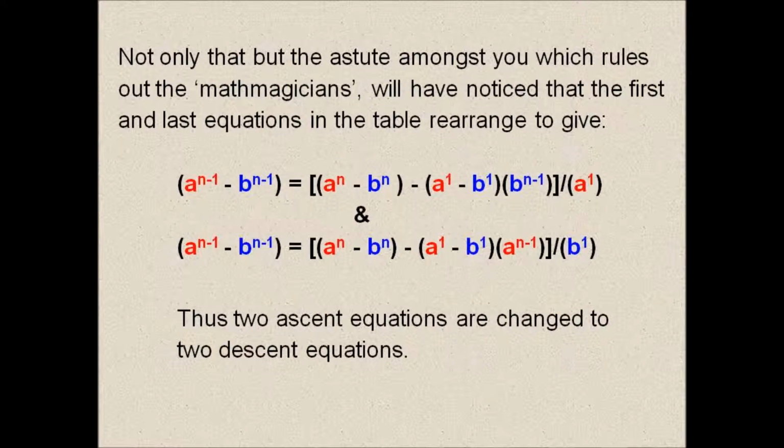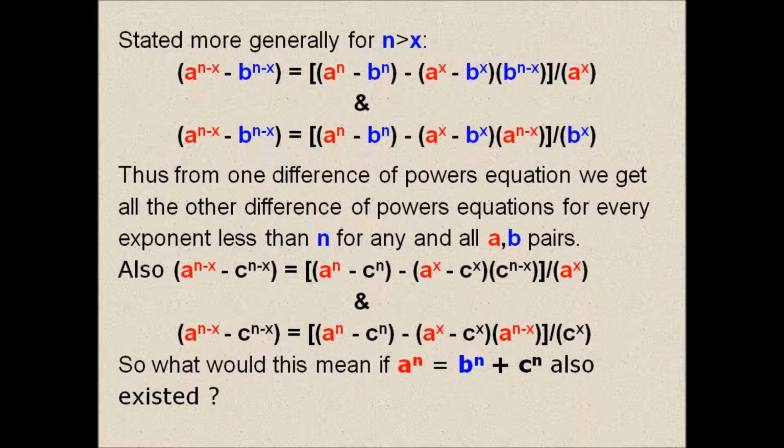Not only that, but the astute amongst you, which rules out the mathematicians, will have noticed that the first and last equations in the table rearranged to give the following two equations, where we can see that the right-hand sides of the equation have integer divisors a or b. The two ascent equations are changed to two descent equations. Stated more generally, for n greater than x, we have the following two equations where the integer in the exponent has been replaced by x. Thus, from one difference of powers equations, we get all the other difference of powers equations for every exponent less than n, for any and all AB pairs.